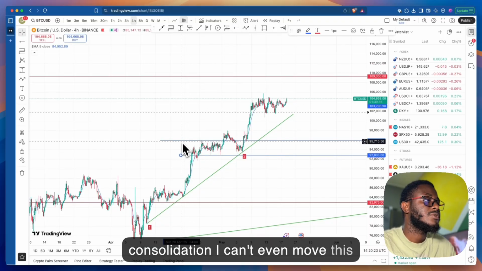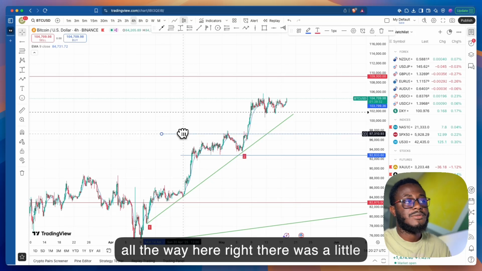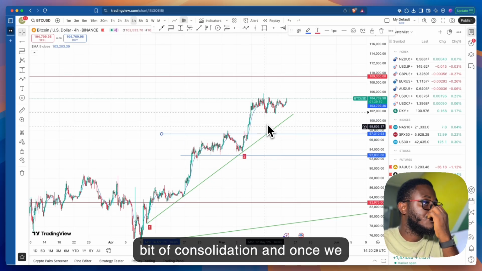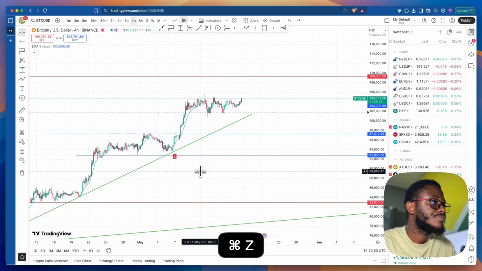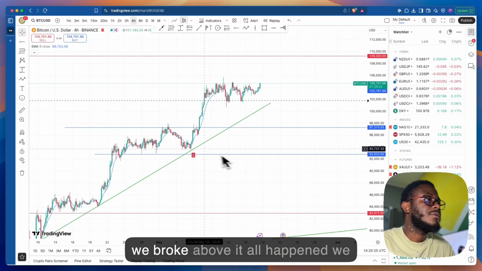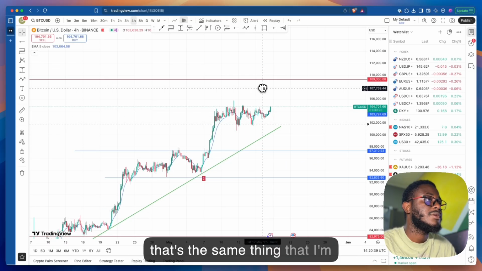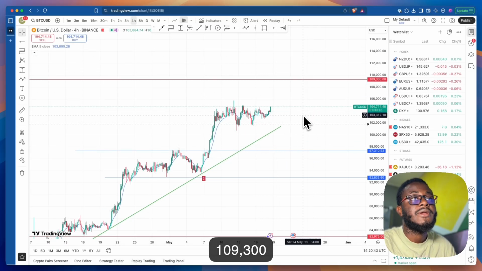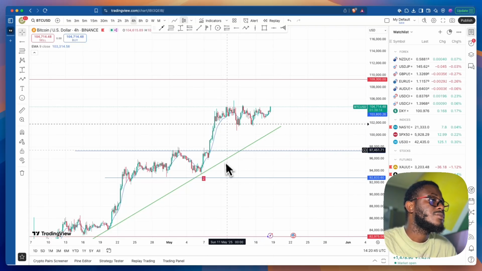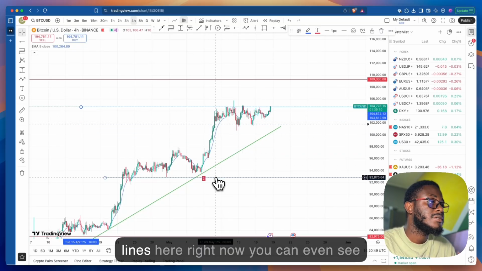I can even move this all the way here. There was a little bit of consolidation, and once we broke above it, what happened? We went all the way to the top. That's the same thing that I'm expecting. I'm expecting BTC to get to 109,300. So all I'll do is bring my horizontal lines here.